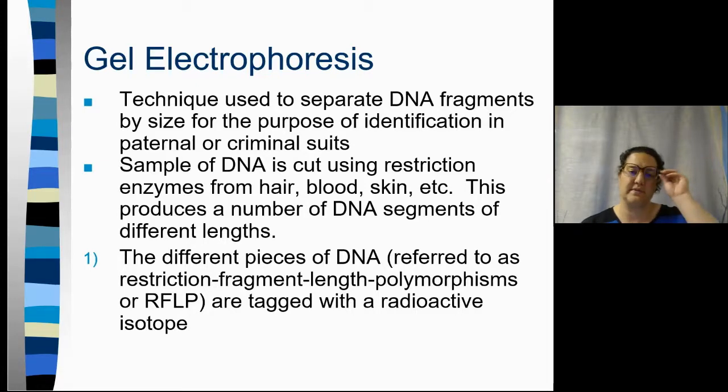Those different pieces of DNA are then tagged with a radioactive isotope. Some of the pieces of DNA are short and some are long, depending on which individual they came from. My sample and anyone's sample would be cut with the same restriction enzymes, but because our genes are slightly different, they're going to be slightly different lengths.